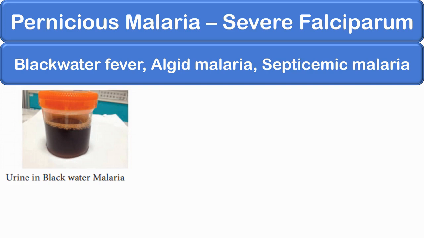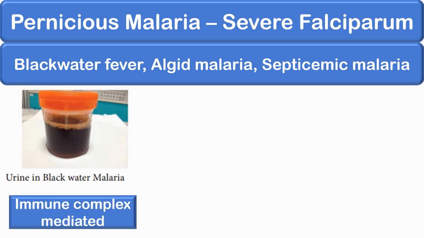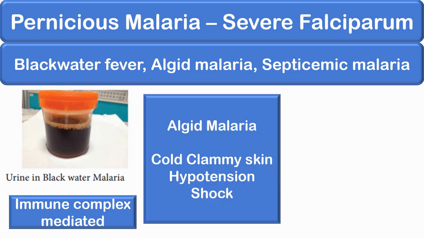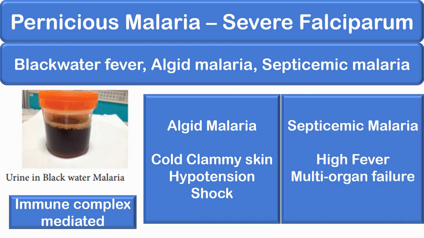It has an autoimmune mechanism in which antibodies develop against parasitized and quininized RBCs. With subsequent infection and quinine treatment, there is immune complex formation followed by complement-mediated massive destruction of both parasitized and non-parasitized RBCs. Algid malaria is characterized by cold, clammy skin, hypotension, peripheral circulatory failure, and profound shock. Septicemic malaria is characterized by high-grade fever with the dissemination of the parasite to various organs leading to multi-organ failure.